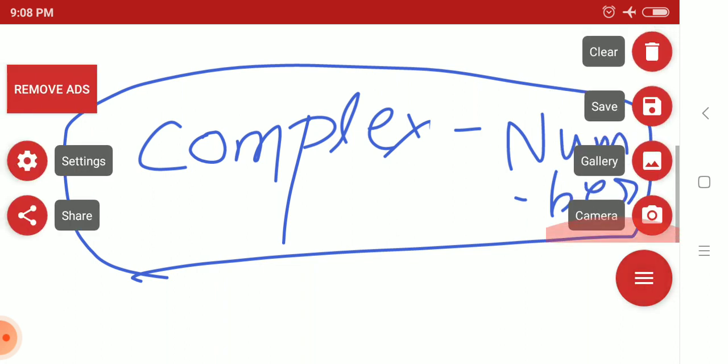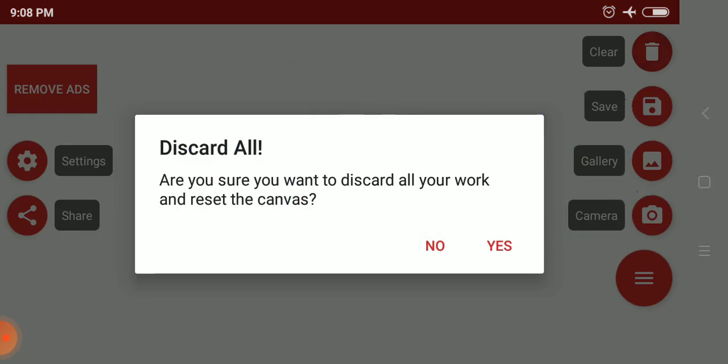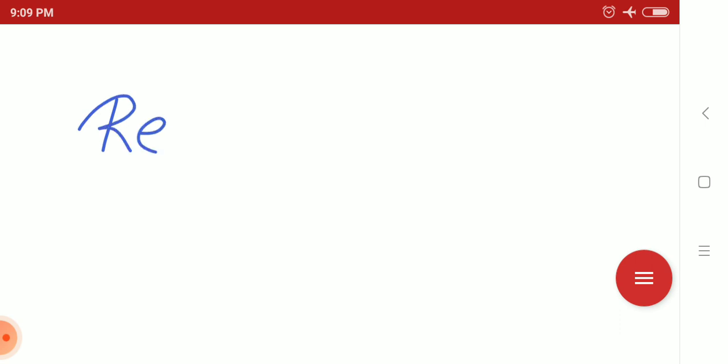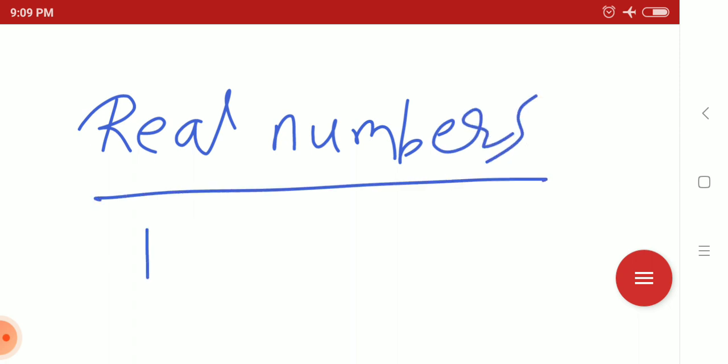So let's start this complex number series. What is a complex number? Firstly, we have to know real numbers. Real numbers means, suppose, 1, 2, 3, 4, and so on. Okay, there are some numbers.